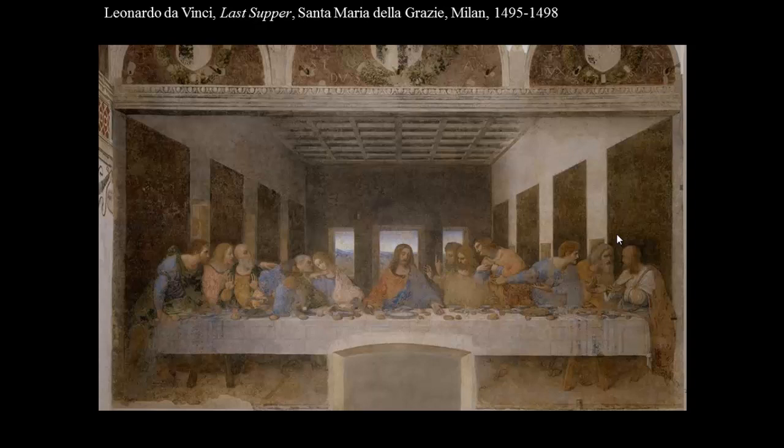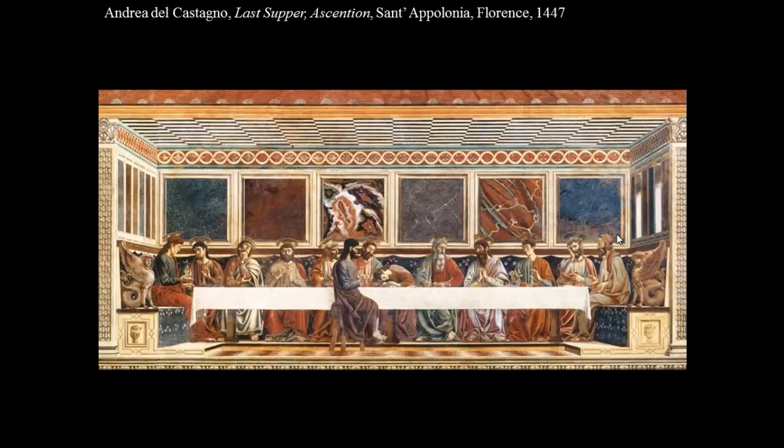So the subject of the Last Supper is Christ at dinner with his 12 apostles shortly before being crucified. This was a fairly common subject matter, especially in Tuscany. We have quite a few examples of Last Suppers. So what I'm showing you here is an earlier version from Florence by Andrea del Castagno.